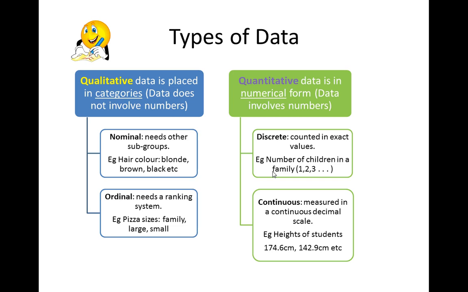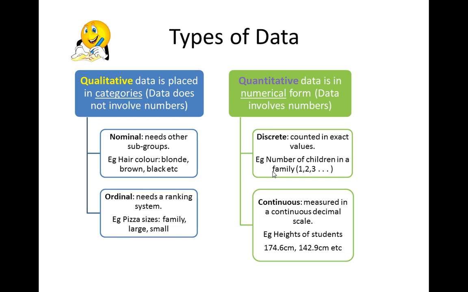Ordinal means that we are using a particular ranking system. We are dividing these categories up into some sort of order, whether it's because of their size or their importance, or perhaps whether it's gold, silver or bronze in the Olympic Games medals.